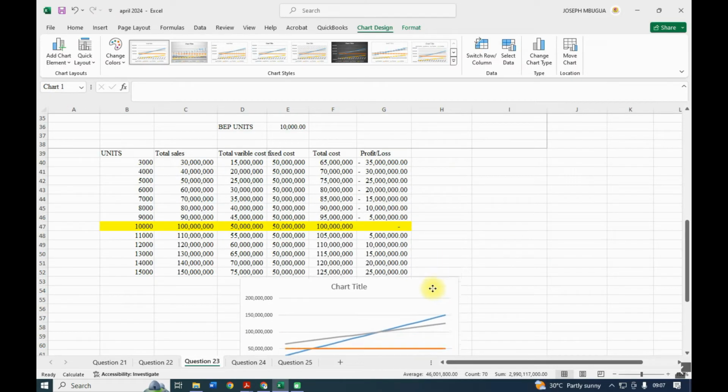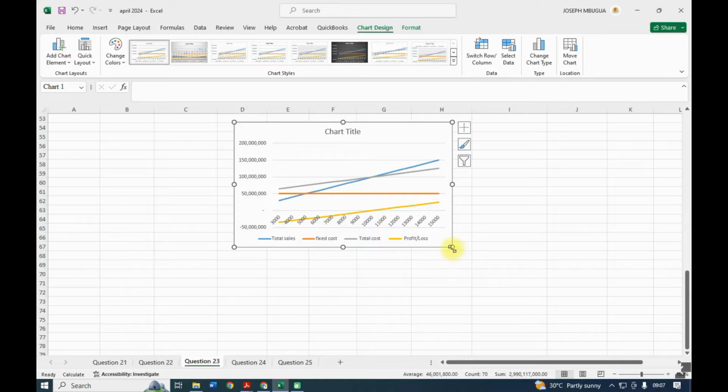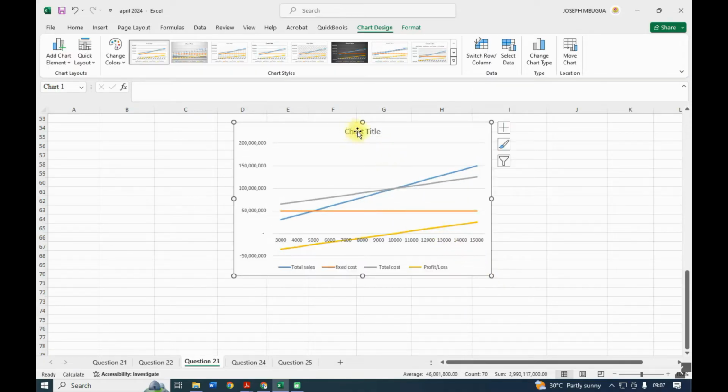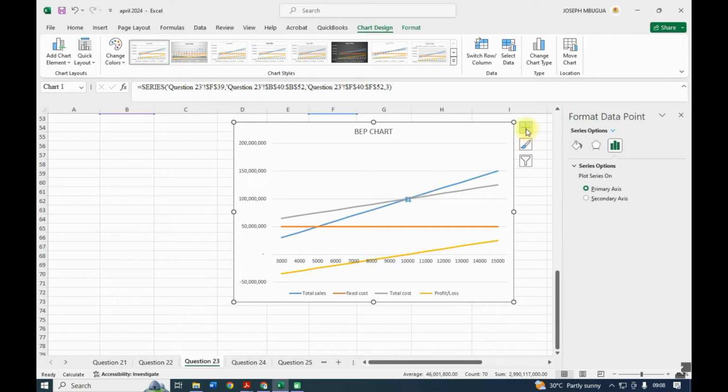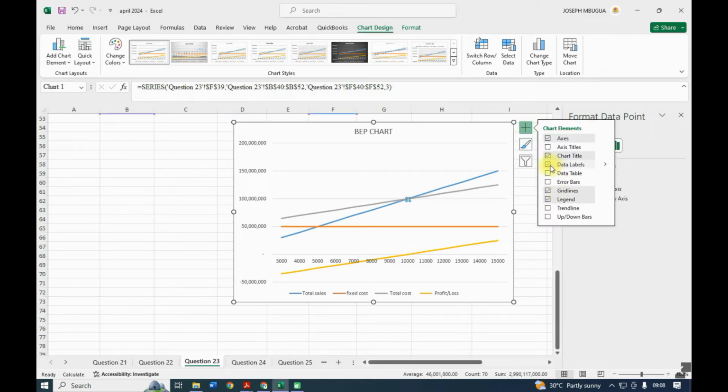And this is our line chart, and I can call it my break-even point chart, my BEP chart. So that is my chart, where these are total sales. The fixed cost is this, which is a constant. The total cost, you can see at this particular point, if I can show the data for that point, it is at 100,000.